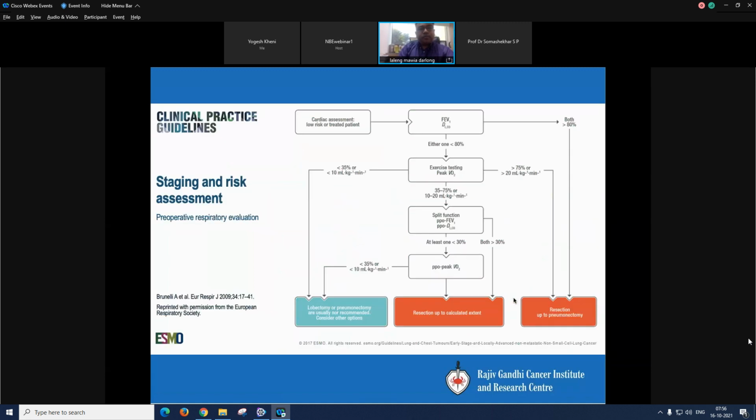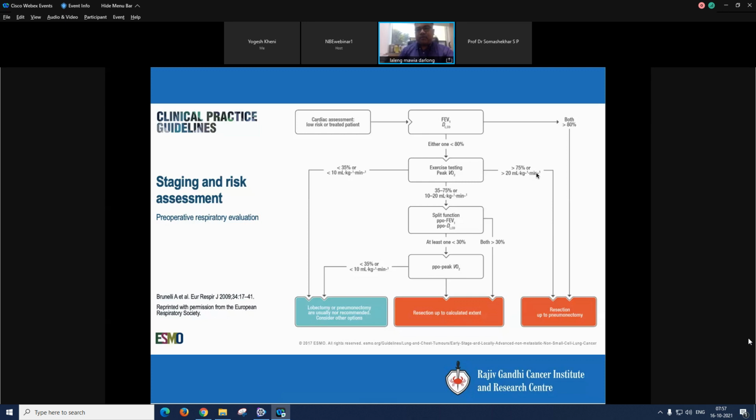And this is basically to show the risk assessment for such cases who are to go for surgery. This is the chart. You can see in here that a complete pulmonary function test with DLCO should be done. If the FEV1 and DLCO is more than 80%, in that case, no further test needs to be done, and the patient can go straight for surgery and can tolerate up to a pneumonectomy.